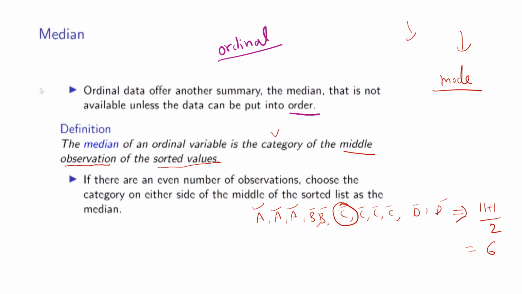But it becomes difficult when we have an even number of observations. Like if this D is not there, then the total becomes 10. Half of 10 is 5. So the 5th and 6th observations both are the median of this data. 1, 2, 3, 4, 5. This is B or C. Either one can be the median of the whole data.